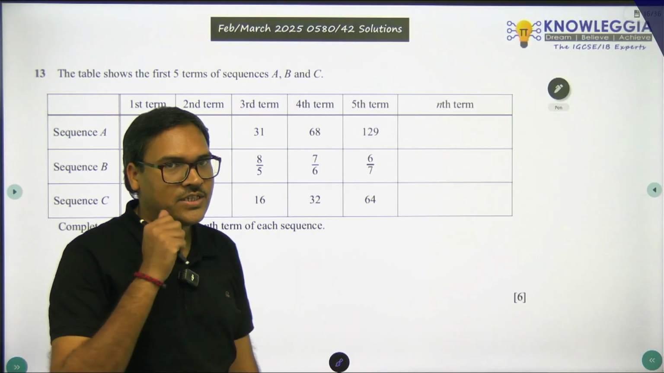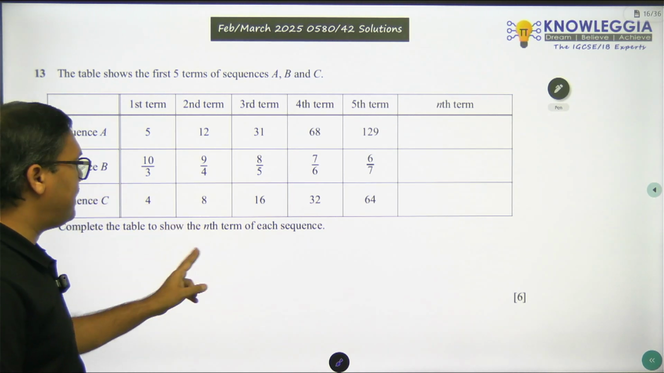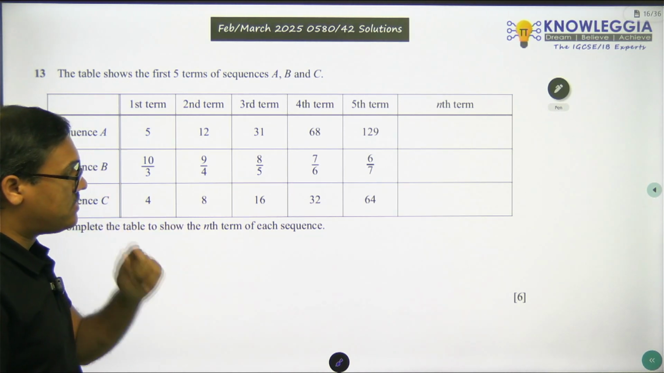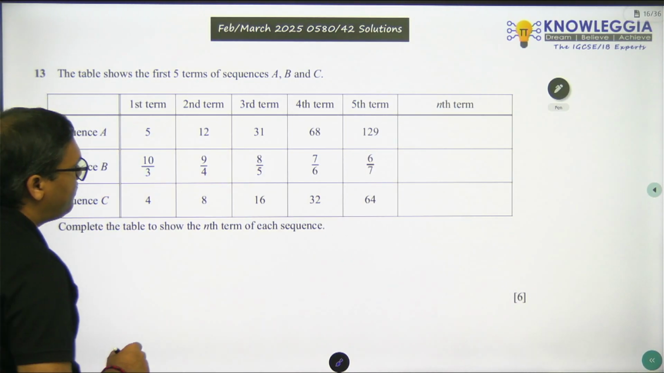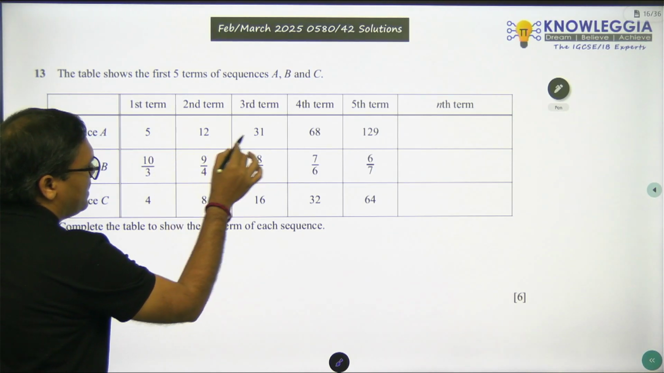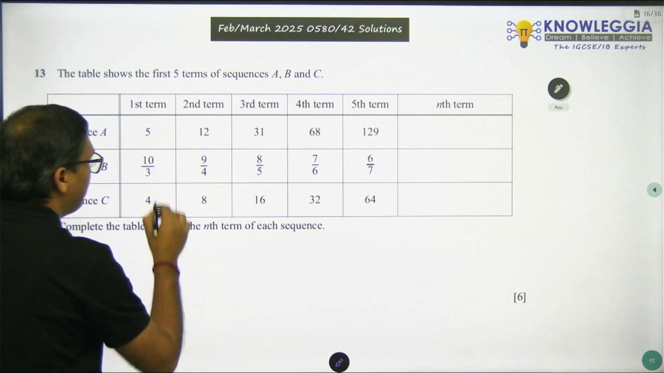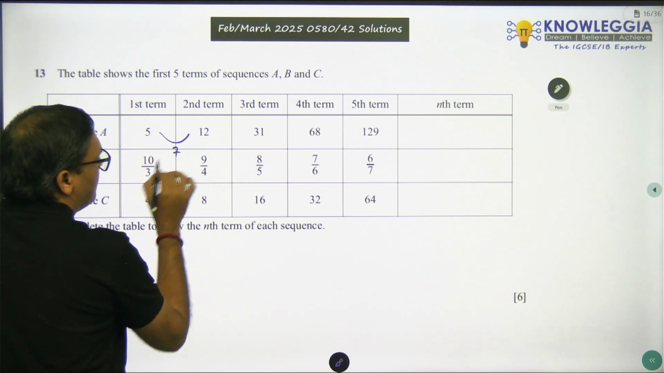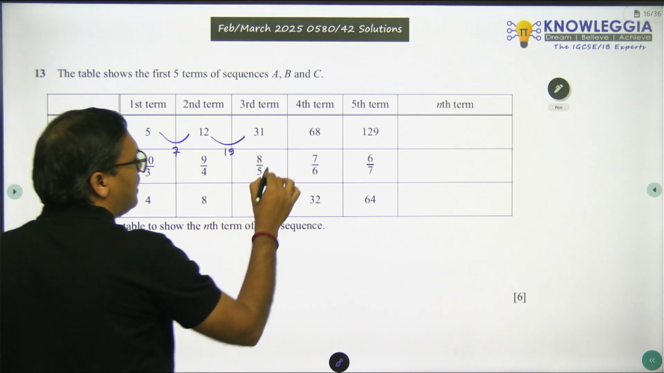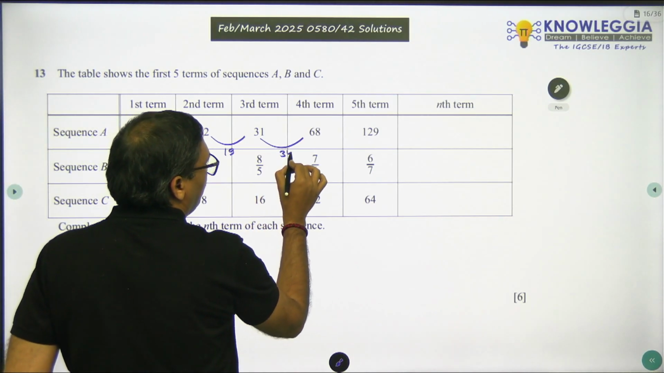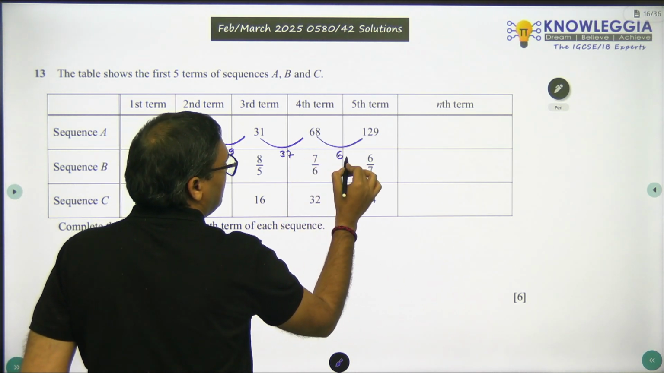Okay, so now the next question is the question on sequences. Here we have to write the nth term of each sequence. There are 3 sequences, 6 mark questions. So the first sequence you see here is 5, 12, 31, 68, 129. First try you can do is taking the differences. For example, the difference of these two is 7, right? 5 plus 7 is 12. This is 19, right? And this is 37, and this is 61.